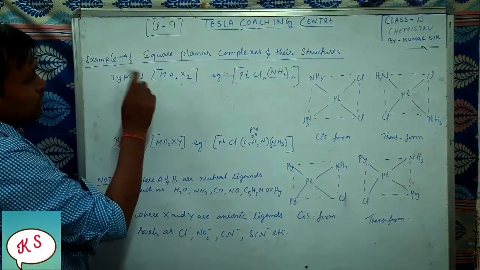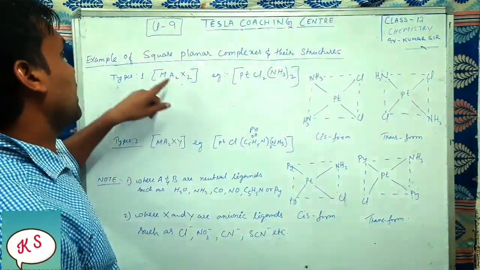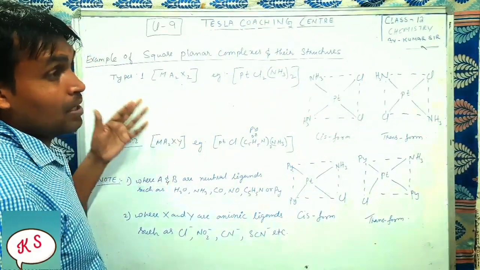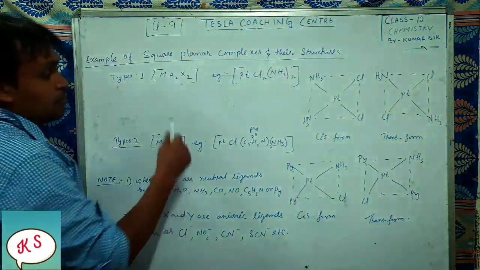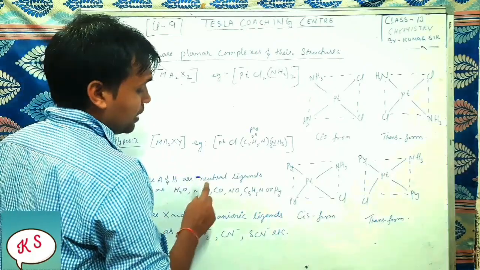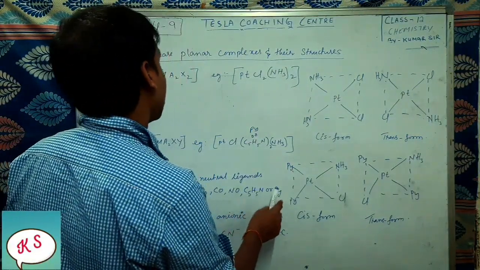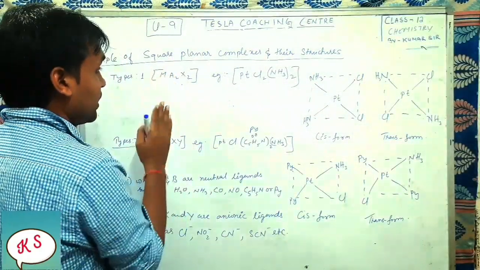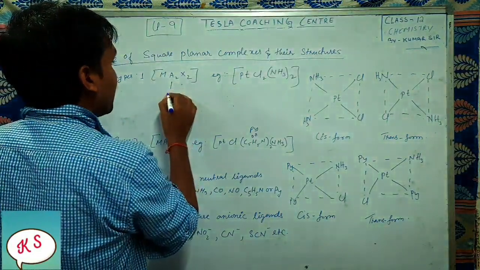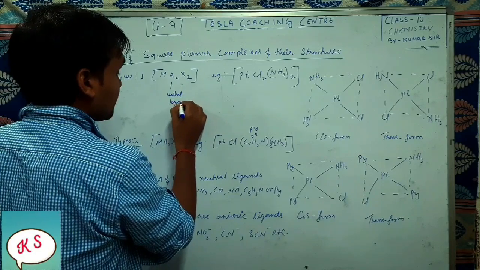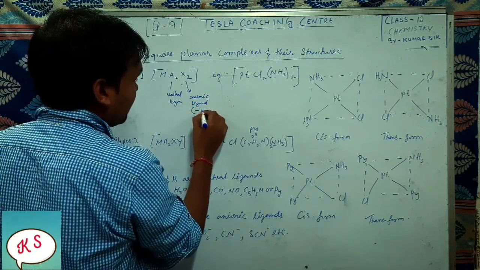Next, type 1. In type 1 we are going to see Ma2X2. Now what is Ma2X2? M indicates the central metal atom, maybe cobalt, platinum, iron, anything. A indicates a neutral ligand, such as H2O, NH3, CO, NO, C5H5N, that means py. A2 indicates neutral ligands, and X2 indicates anionic ligands, that means negative ligands. Got it or not?